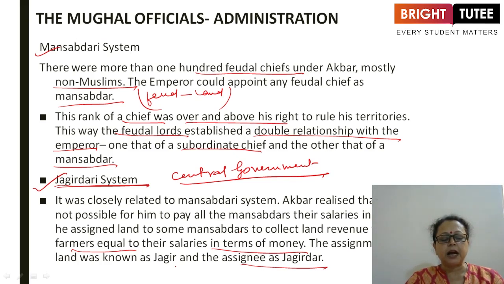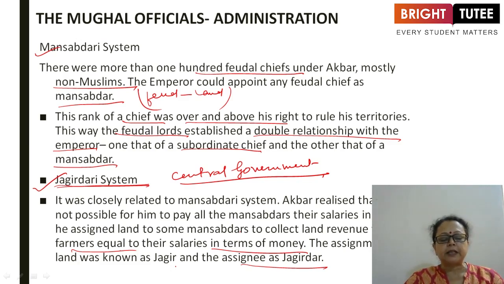Then comes Khan-e-Saman. Khan-e-Saman was in charge of the royal household department. His main duties were to control the emperor's personal servants, look after the food stores, etc., and to meet the requirements of the princes and the princesses. So this is the work given to Khan-e-Saman. So Diwan, Mir Bakshi, Khan-e-Saman.